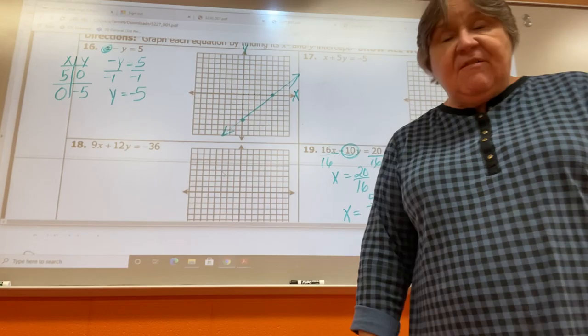All right, there it goes. So this is the y-intercept. That means the point where it crosses the y-axis is negative 5. 1, 2, 3, 4, 5. This is the x-intercept because y is 0, so x is 5. 1, 2, 3, 4, 5. There's my point. It crosses the x-axis. That's why it's called the x-intercept. And there's your line.